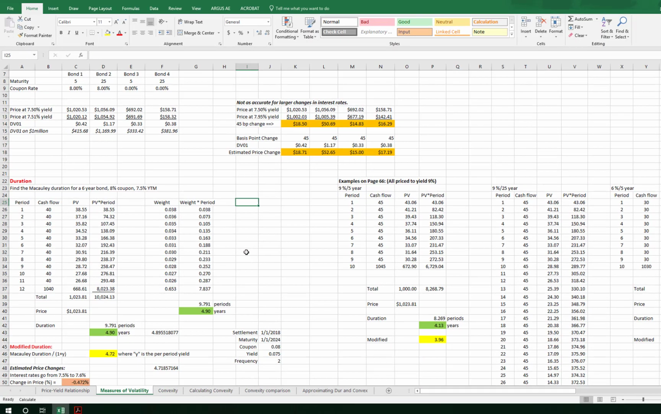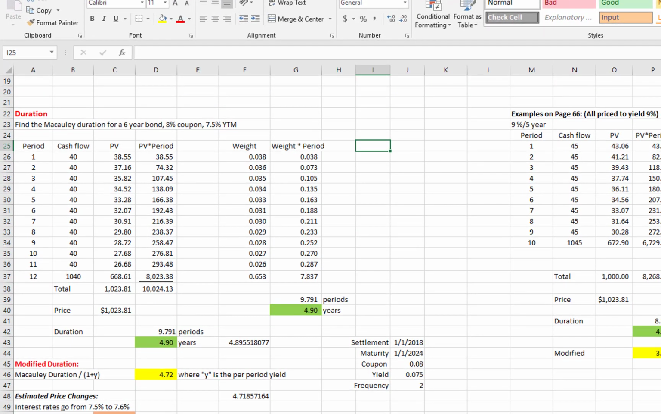So let's go down to this portion of the spreadsheet and calculate Macaulay duration for a 6-year bond that has an 8% coupon and a 7.5% yield to maturity. So the first thing I'm going to do is line out all the periods 1 through 12, because we got a 6-year bond that's paying twice a year. We'll have 12 periods. The cash flows for the first 11 periods are going to be $40 coupon payments, so half of the $80 annual payment. Because it's an 8% coupon, we'll have $80 in cash over the course of the year. We divide that by 2, and we got $40 per period until that very last period, the 12th period, where we also collect the par value at maturity. So the cash flow there is $1,040.